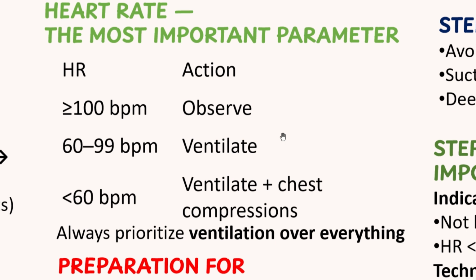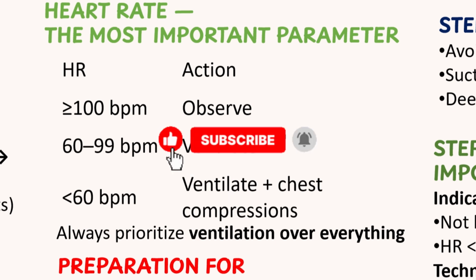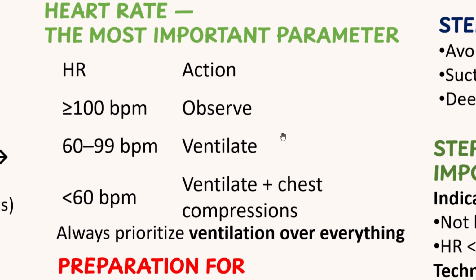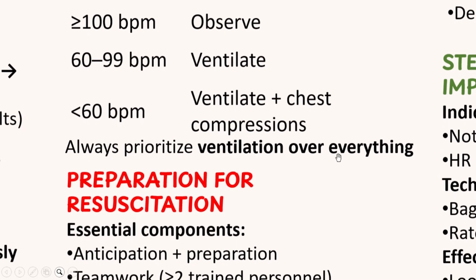But if the heart rate goes below 60, we shall suspect that this neonate is not having effective circulation, and below 60 beats per minute, we want to begin the chest compressions. Now, always prioritize ventilation over everything else, because as we have seen, as you ventilate this neonate, they are going to improve their heart rate and they will saturate better.